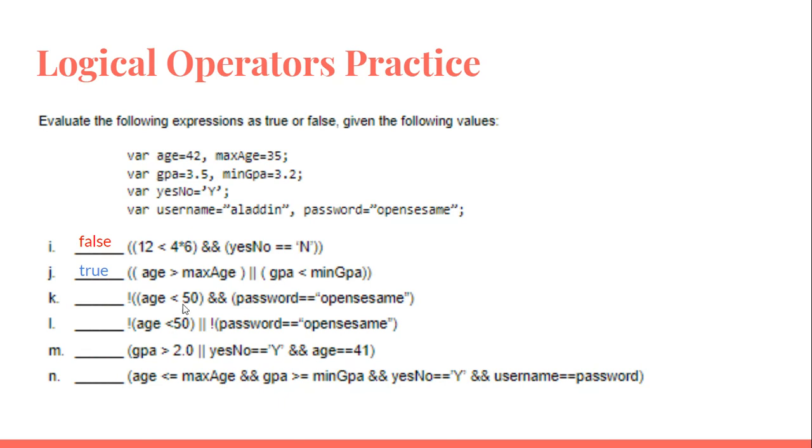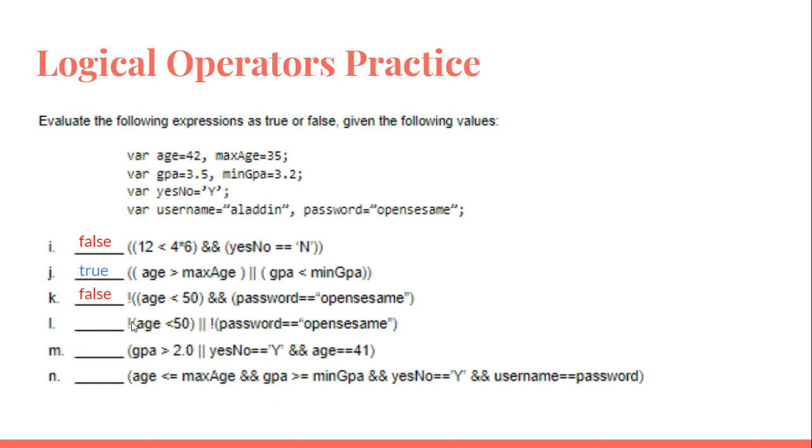Next one, 42 is less than 50, so this is true. Password equals open sesame, so this is true. True and true makes the whole statement true, but there's a set of parentheses wrapped around the whole thing with a negation. So if the whole statement is true, then when I negate that, it becomes false.